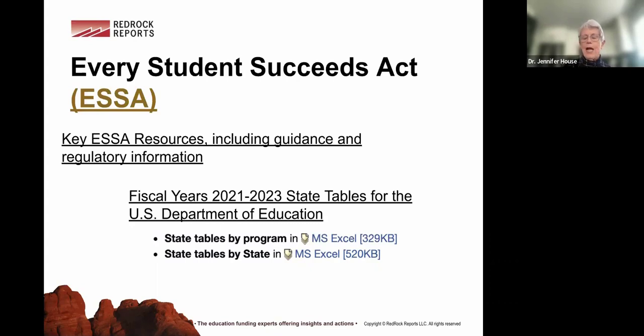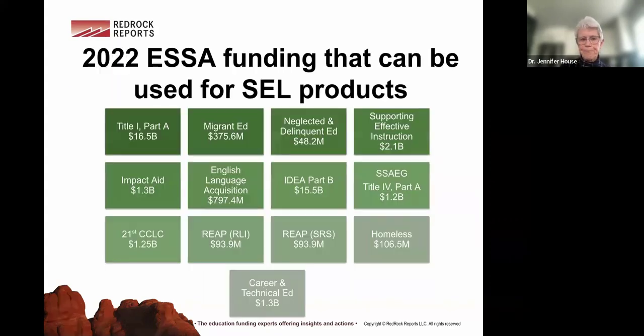If you want to see how much for each of the programs or your state, you can click on those hot links, and you can look at it by program and download it as an Excel spreadsheet or tables by state. I live by those, because the Department of Education is updating them at all times, really every 6 weeks to 2 months.